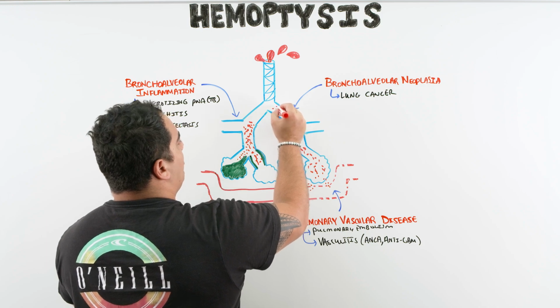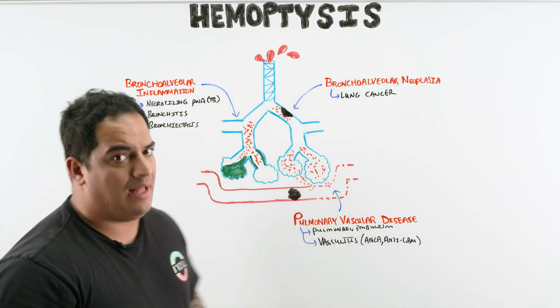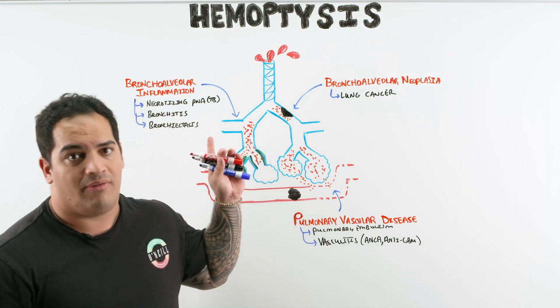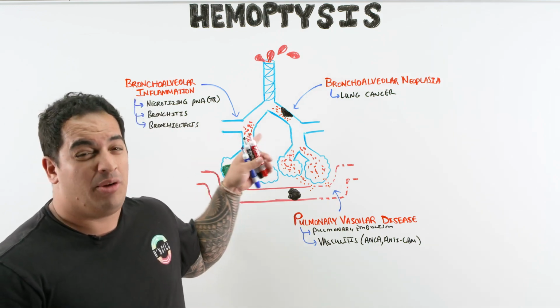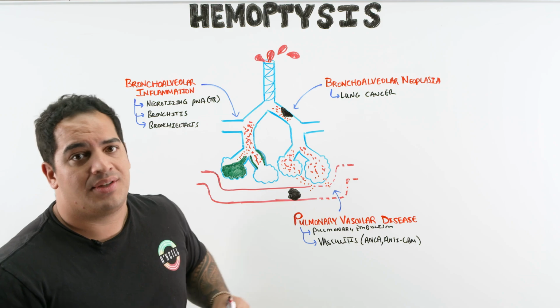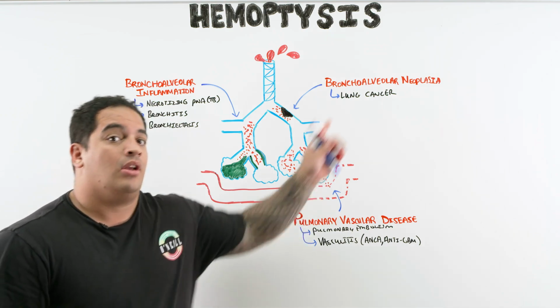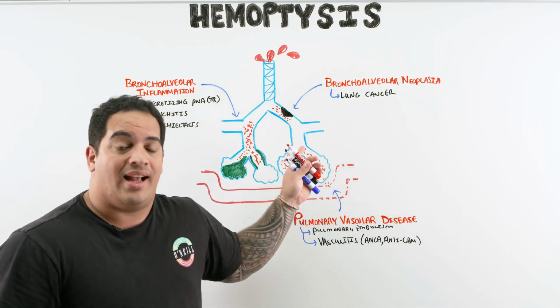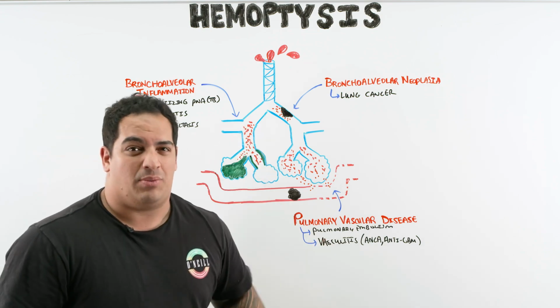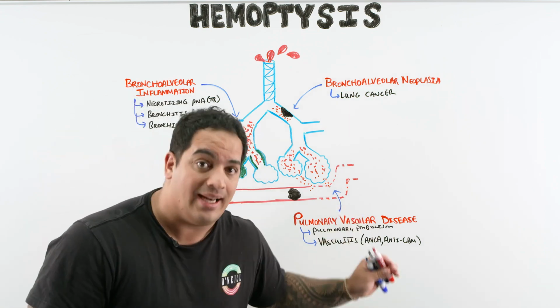And so patients who develop hemoptysis, I want you to think of 3 pathophysiological processes. 1, inflammation or infection: bronchiectasis, necrotizing pneumonia, with the big one being tuberculosis, as well as acute bronchitis. 2, bronchoalveolar neoplasia, such as lung cancer. And then lastly, pulmonary vascular disease, with an emphasis more on vasculitis.